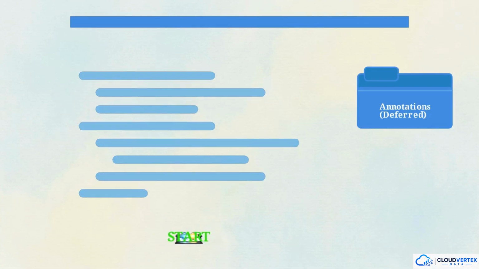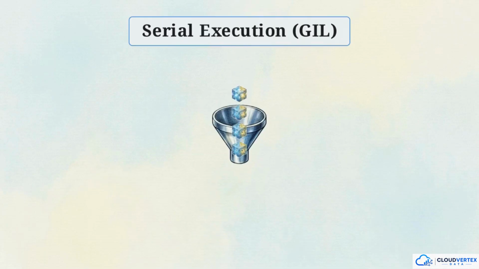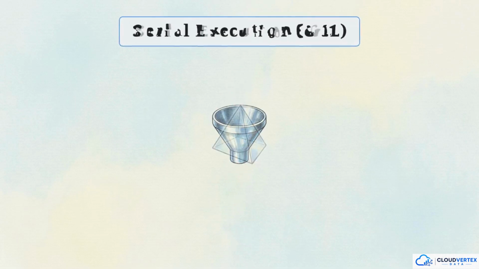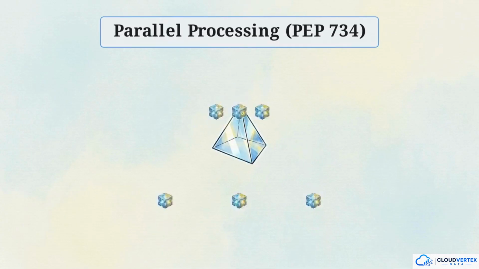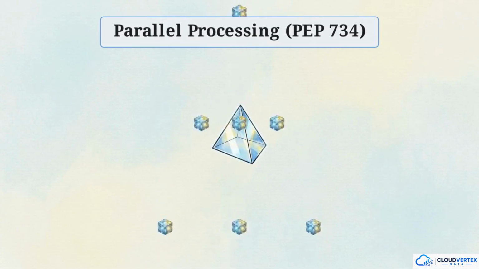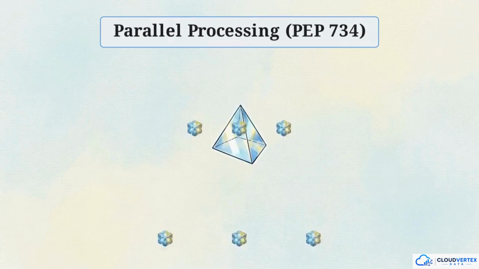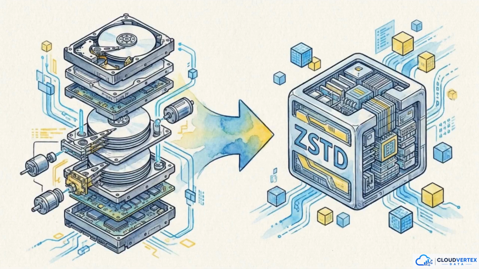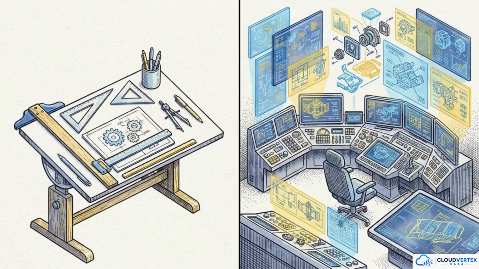Most importantly, 3.14 makes it easier to use multiple sub-interpreters. Instead of your complex tasks waiting in a single file line, you can route them into multiple synchronized lanes. This enables true parallel processing, allowing heavy computations to run simultaneously. It also includes native support for Z-standard compression, meaning data storage and retrieval is now highly optimized right out of the box.